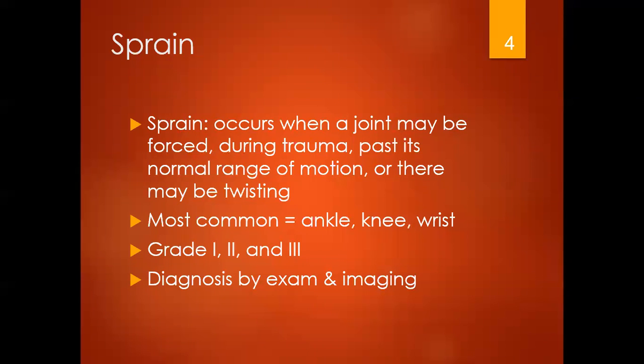We've got ankles, knees, wrists, right? That's your most common locations of sprain. And then we can actually grade the sprain on how bad the sprain is, what is involved, and what are the symptoms. A grade 1 is a very mild sprain.